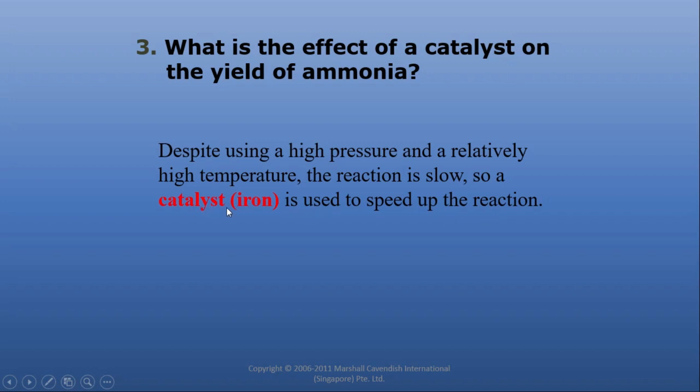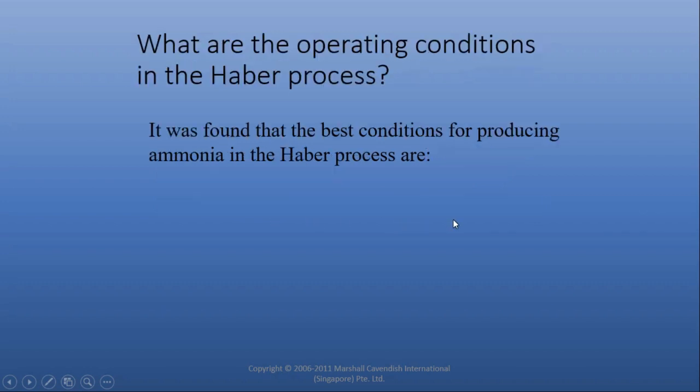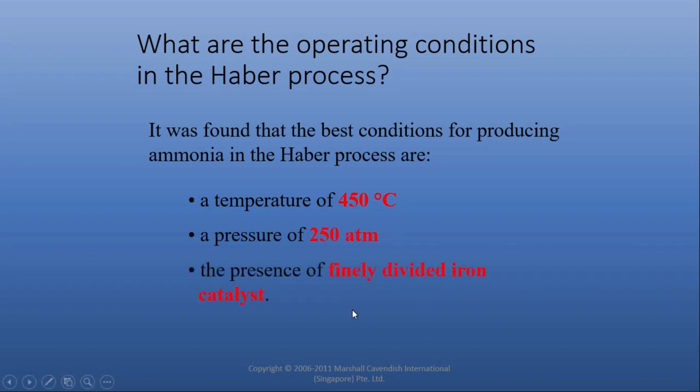We are using catalyst, that is finely divided iron, to increase the speed of reaction. Now, what are the optimum conditions in the Haber process? It was found that the best conditions for producing ammonia are 450 degrees Celsius temperature, 250 atmospheric pressure, and presence of finely divided iron catalyst.